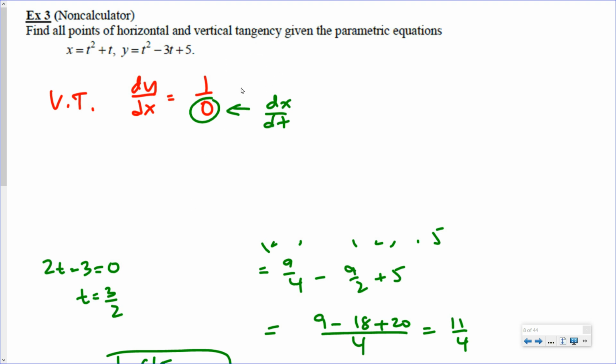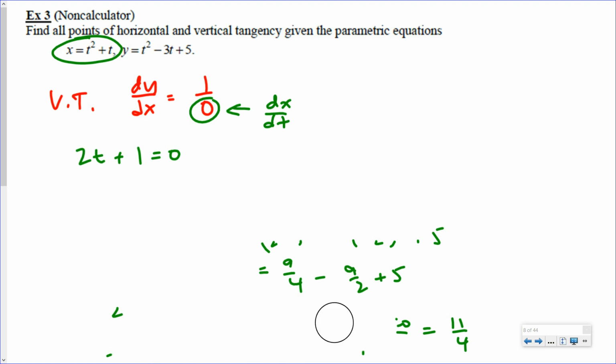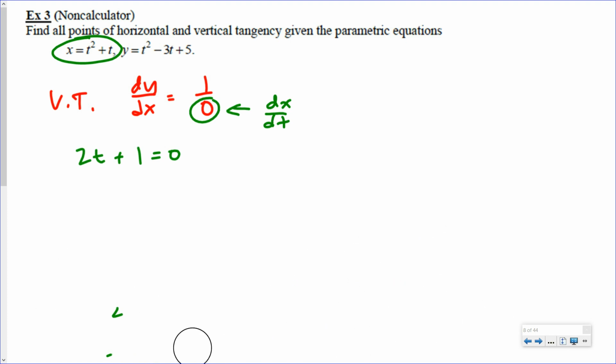Actually, this isn't really dy dt. That's actually not correct, because this could be 212 or whatever number. Really, the important thing is that the denominator is dx dt. So this right here is going to be 0. So what I have is 2t plus 1 is equal to 0. If 2t plus 1 is equal to 0, what's t? Did you get negative 1/2?